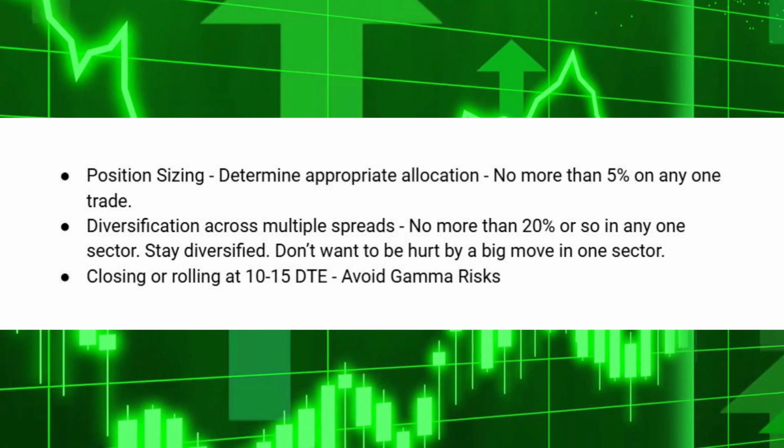And then we also want to close or roll our positions at 10 to 15 days to expiration. This avoids gamma risk. As we get closer to the expiration, the gamma risk, or the acceleration of the premium, goes way faster. So we want to roll it 10 to 15 days into the next month if we still want to keep the trade on and collect more premium.